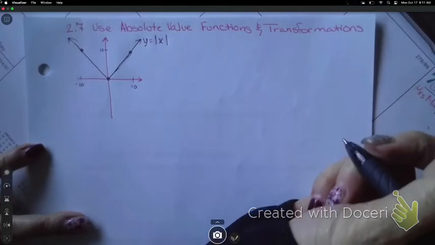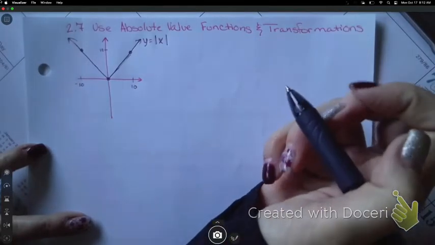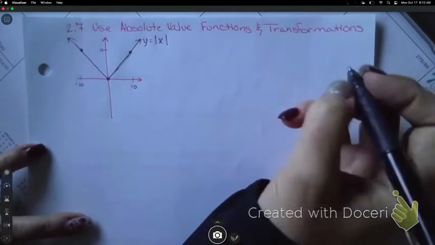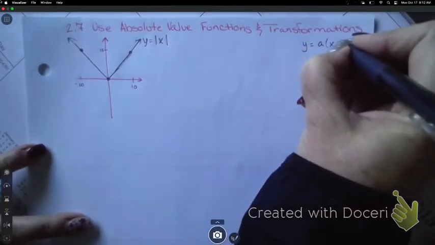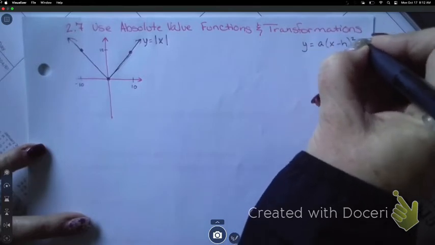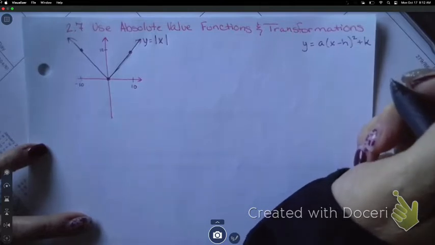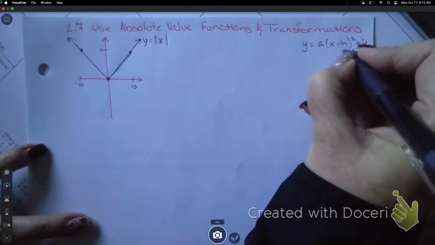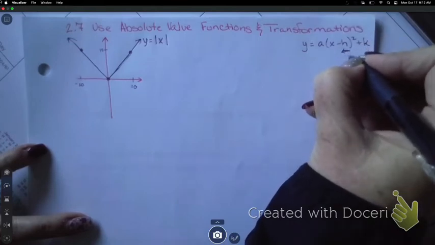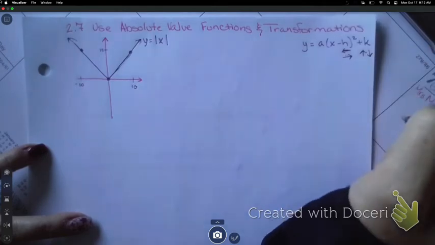Is that the equation? Well, that's the parent function, yes. Okay, so when we had the parabola before, I'm going to write it over here. We had y equals a(x minus h) squared plus k, didn't we? H was the horizontal movement, left and right. K was up and down.